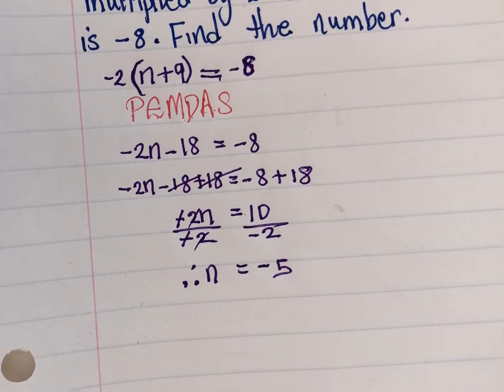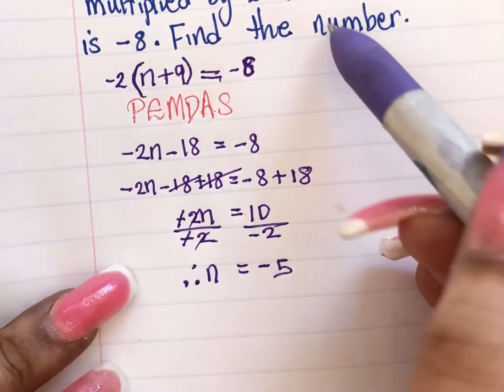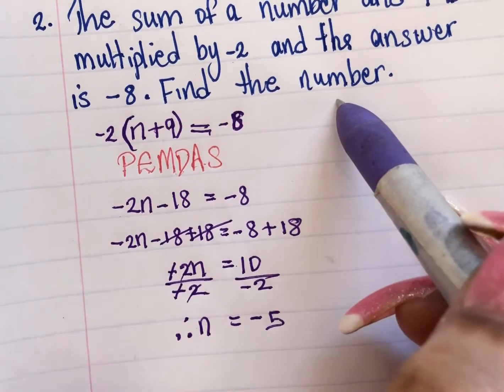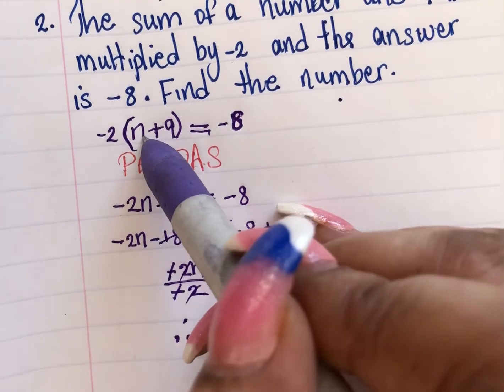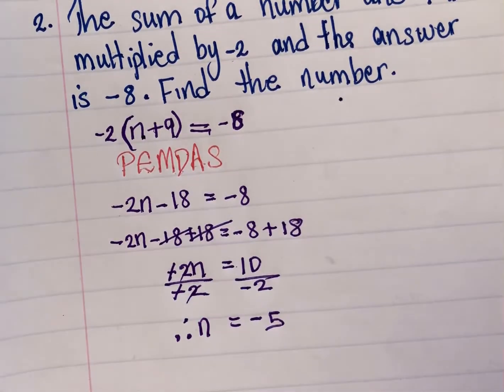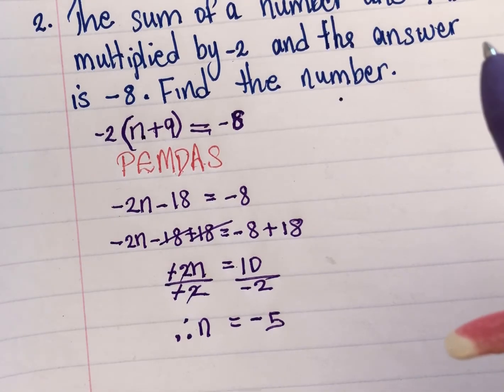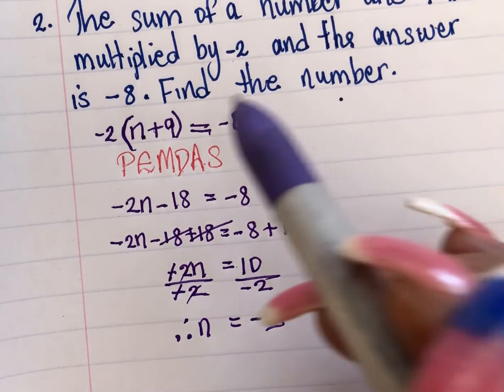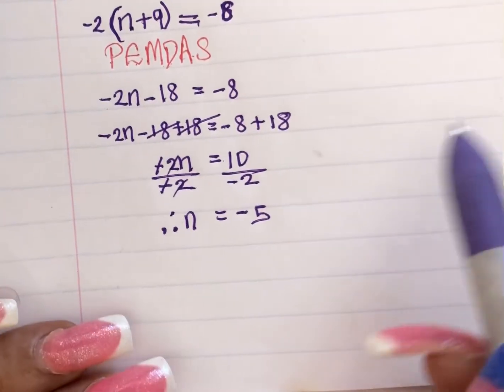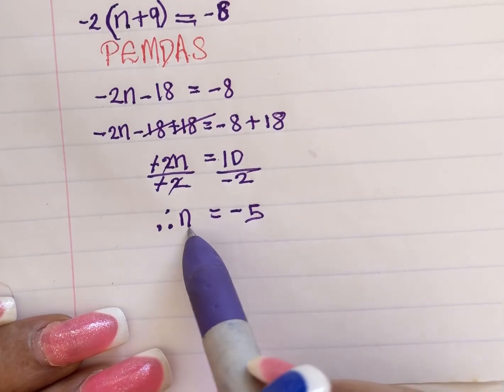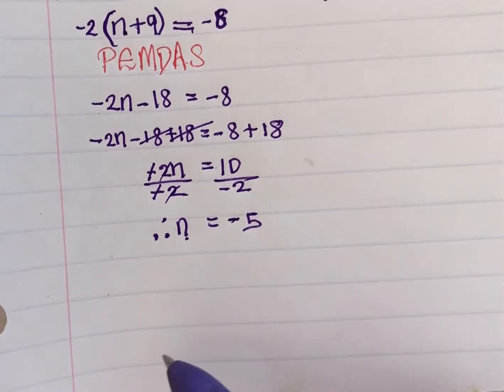So let us look carefully. The problem asks us to find the number. We decided that we are going to use n to represent that number. Remember, you can use any of the 26 letters found in the English alphabet. I just used N. You can use X, A, B, whichever letter you want to use. So the number we were looking for, our unknown, the number N, is negative 5.